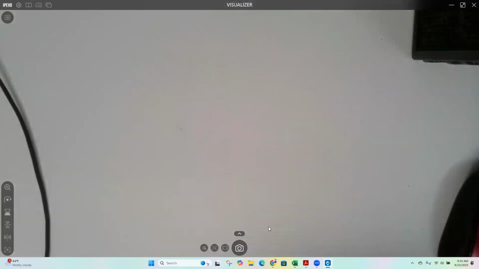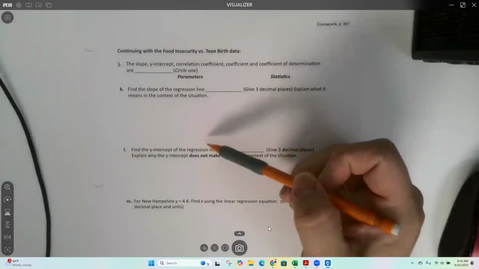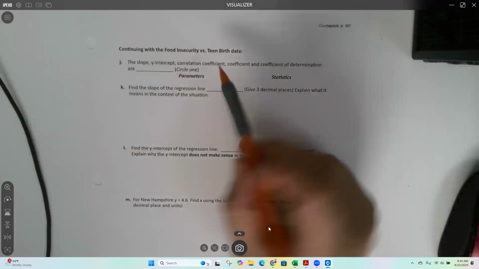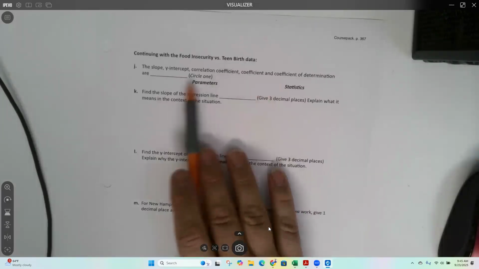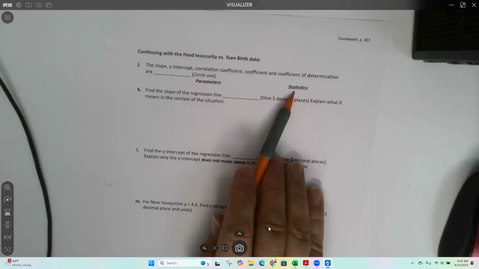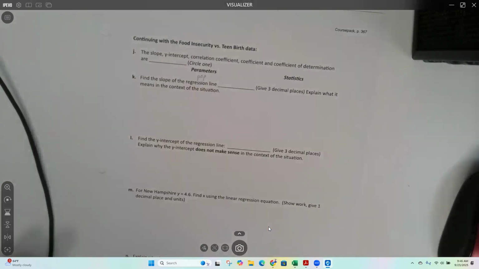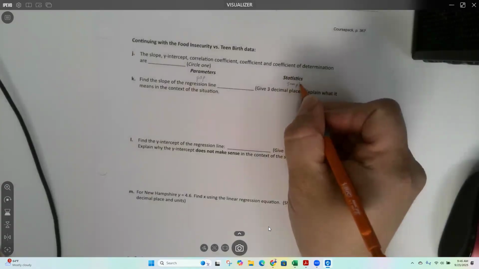So next we have page 367. So continuing on with the data that we had before, the slope, the y-intercept, correlation coefficient, all of that stuff. Is it parameters or statistics? Again, that depends on whether you're looking at a population. So if you have the word all somewhere in there, then that means you have a population, or do you have a sample, right?